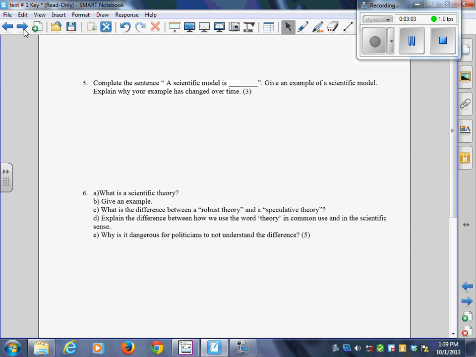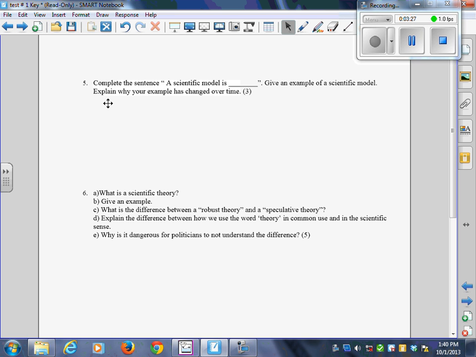So a scientific model is a conceptual representation of something that we can't see, or it's too big, or it's too small. It's a conceptual representation of something that helps us understand it. Give an example of a scientific model. I saw things like a globe, the solar system, model of the universe, all those kind of things. Okay, most people did okay there.